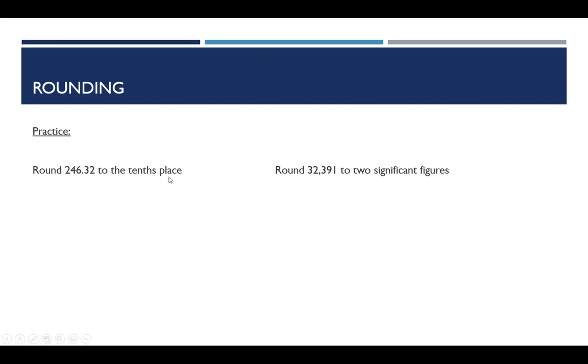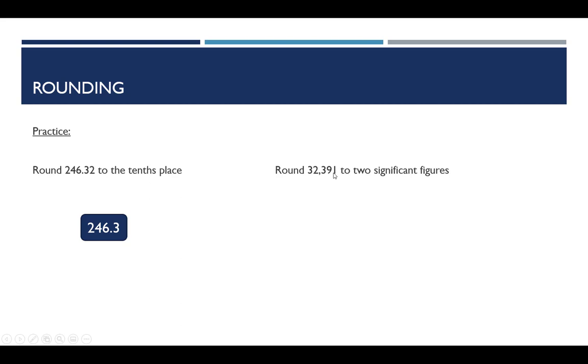Okay, so I'm assuming you've paused the video and you've solved these. So 246.32 to the tenths place. Well, the 3 is in the tenths place. I look at the number to the right of it, and it's a 2. So that tells me to just leave the 3 alone. We call that rounding down. And then you drop the 2 and anything else there. So 246.3. Are all the digits in the correct place? Well, that 3 was in the tenths place. It's still in the tenths place. The 2 was in the ones place. It's still in the ones place. We're fine.